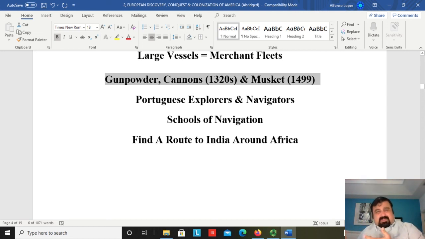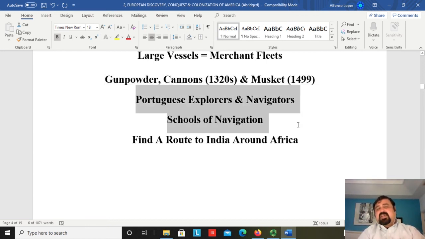And also the invention of the musket in 1499, which of course is going to be used by soldiers. Portuguese soldiers are also going to be traveling along those trade routes and explorations by the Portuguese. And they're going to be opening up more and more trade as they move forward in their exploration. So the Portuguese are going to be the pioneers of this age of discovery and exploration.